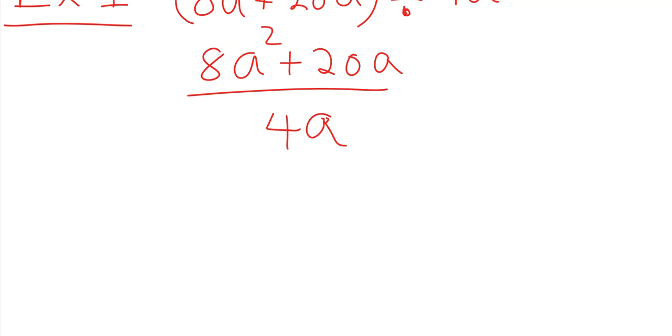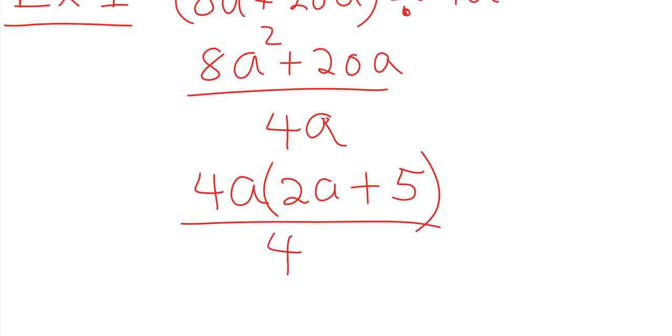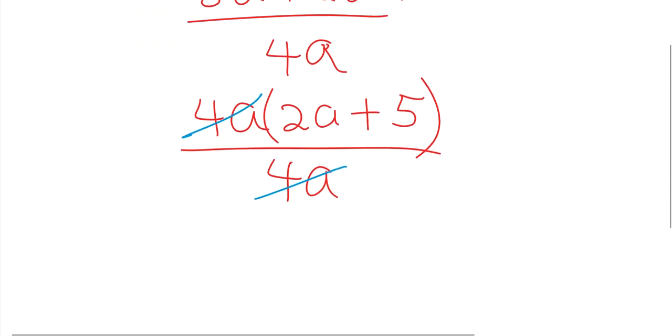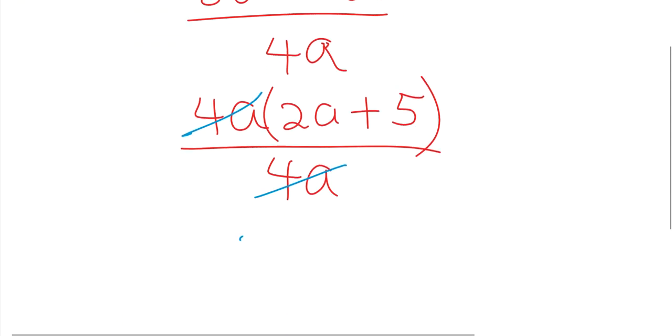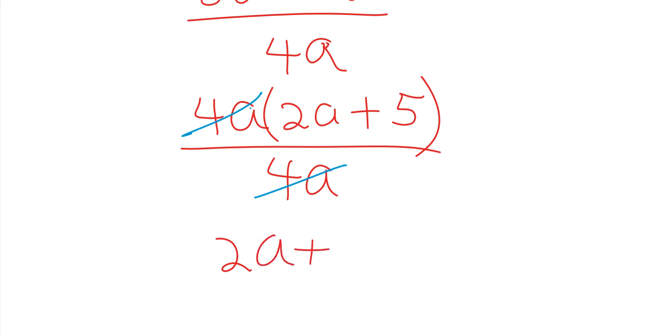So let's go ahead and do that and see what we come up with. Let's factor 4a out of the numerator. We get 4a times 2a is equal to 8a squared plus, okay, 4a times what gives 20a? Well, 4a times 5 will give 20a. And we divide all of this by 4a. And then, as you can see, I hope clearly, these cancel out, and we are left with a very simple expression, 2a plus 5.